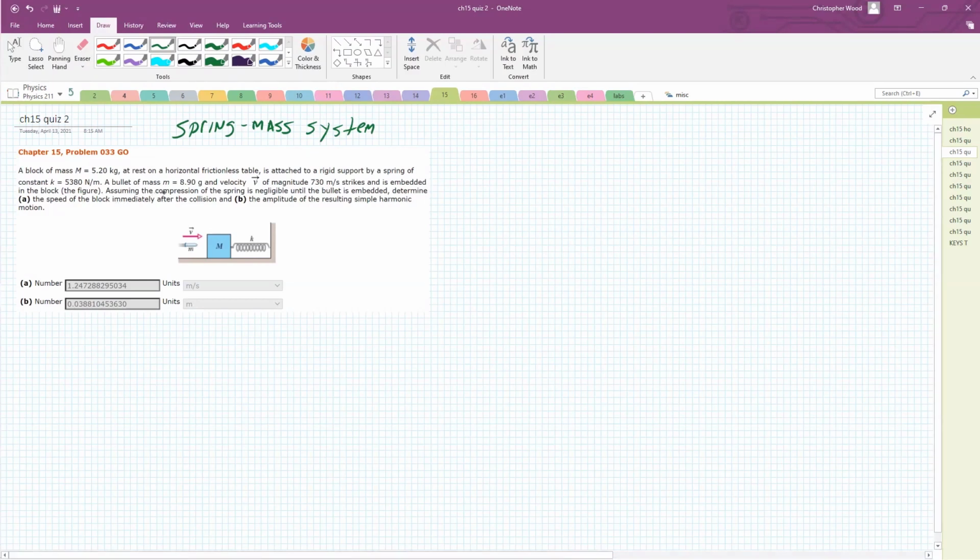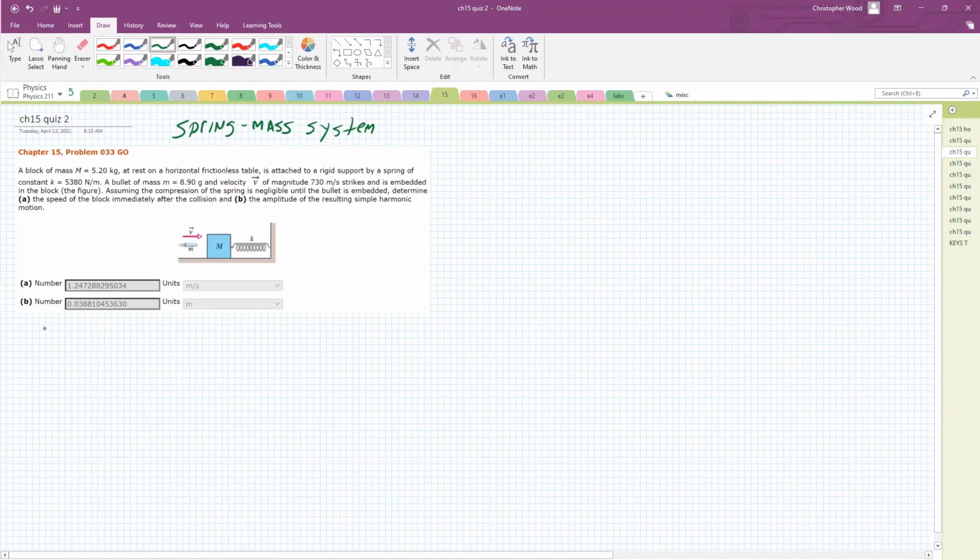Here we have a bullet. You're firing a bullet at this mass. A block of mass M equals 5.2 kilograms is at rest on a frictionless table, attached to a spring with a known spring constant. You shoot this little bullet, it embeds itself in the block. So that's a perfectly inelastic collision. We need to figure out the speed of the block immediately after the collision.